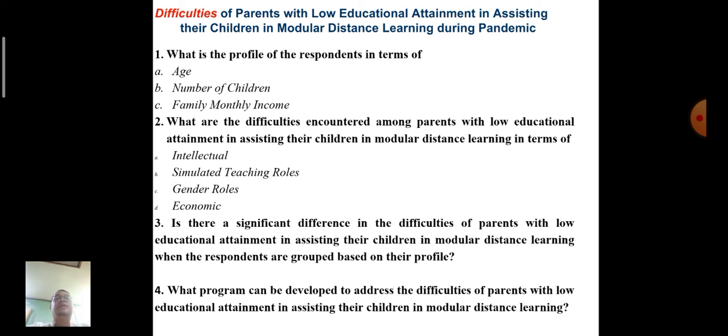Okay, in the trends now, there are developments on the type of question, like it is stated in question number four. So what is stated in question number four? What program or programs can be developed to address the difficulties of parents with low educational attainment in assisting their children in modular distance learning? Because even if this is a quantitative, descriptive research design, it is expected that we will be doing something practical right after the research.